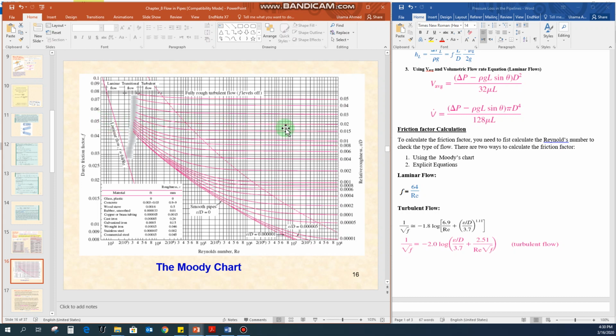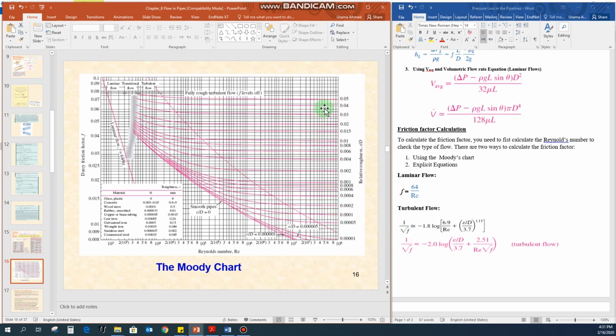Now this is simply the explanation of this Moody's chart, but what I suggest is that you calculate the value for the Reynolds number by using the equation rho u d divided by mu, and then you can see whether the Reynolds number value lies in the range for laminar flow. If it is laminar flow, you can use this equation directly, and if you are getting the value for the Reynolds number in the range for turbulent flow, then you can use this Holland equation directly to get the precise value for the friction factor.